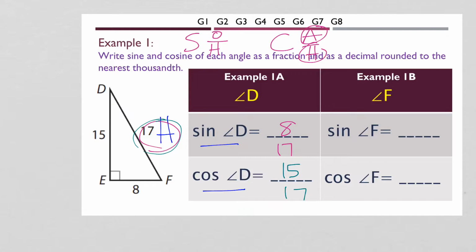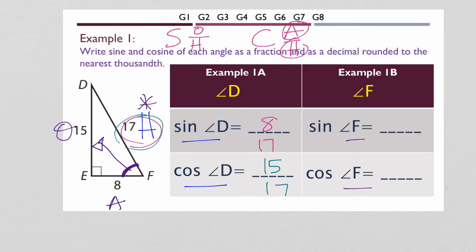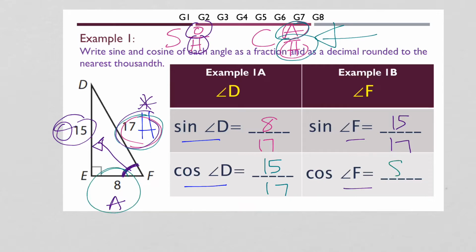And now I'm going to erase my A and O, because now if I go based on angle F, the opposite side is now DE, which means this is my adjacent. The hypotenuse didn't change. So sine is O over H, 15 over 17. And for cosine of angle F, it's A over H. So A, 8 over H, 17. And that's it for this one.